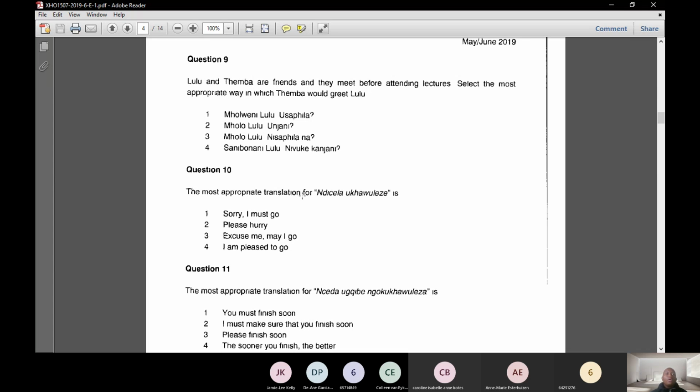Question number 9. Lulu and Temba are friends and they meet before attending lectures. Select the most appropriate way in which Temba would greet Lulu. Is it number 1, molweni Lulu usaphila? Number 2, molo Lulu unjani? Number 3, molo Lulu nisaphila na? Number 4, sanibonani Lulu nivuke njani?